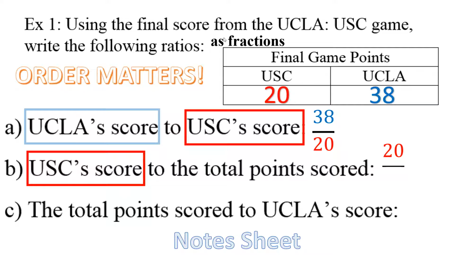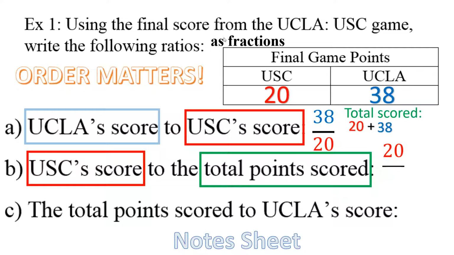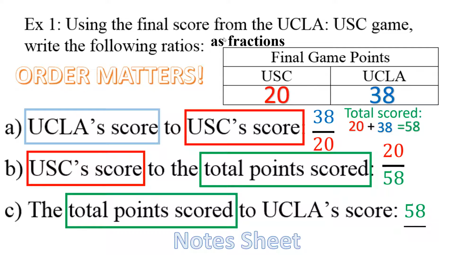For part B, we're doing USC score to the total points scored. So total points scored would be 20 plus 38, and that would give us 58. So we have a ratio of 20 to 58. And then the total points scored to UCLA score would be 58 to 38.